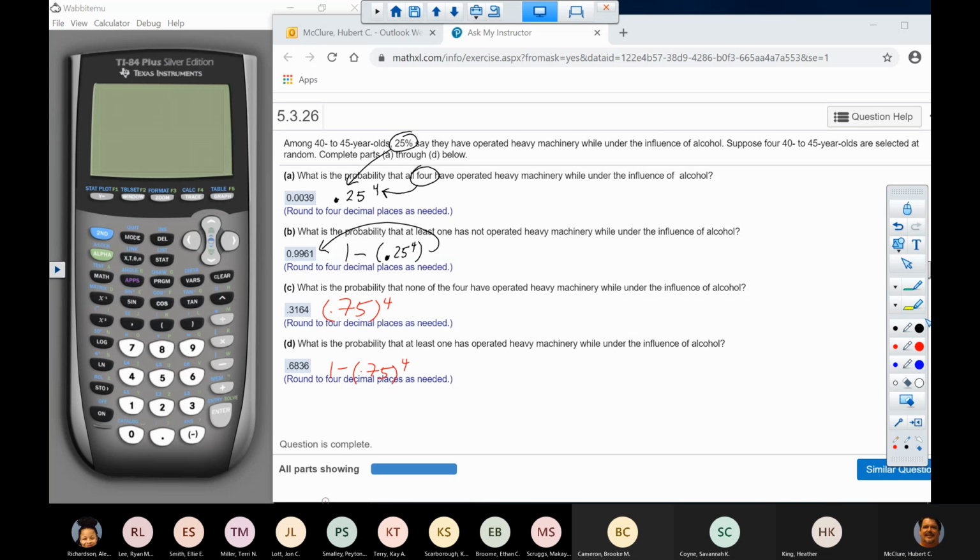Question? If I gave you 35%, what's the complement? 65. So it'd be 0.35 to the fourth power, and 0.65 to the fourth power. What if I gave you 10%? What would the complement of 10% be? What's the complement of 10 cents to a dollar? 90. So 0.1 to the fourth power, 0.9 to the fourth power.